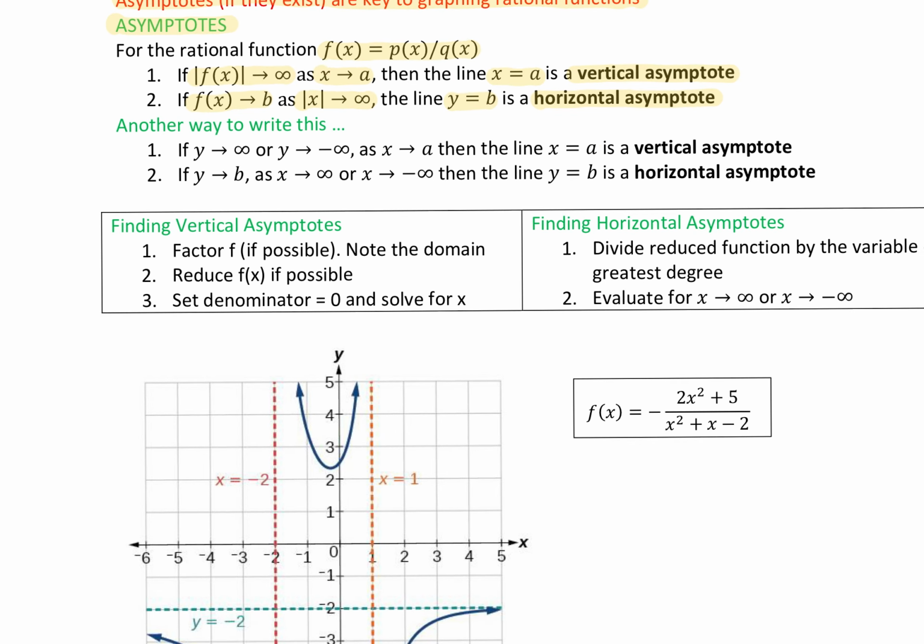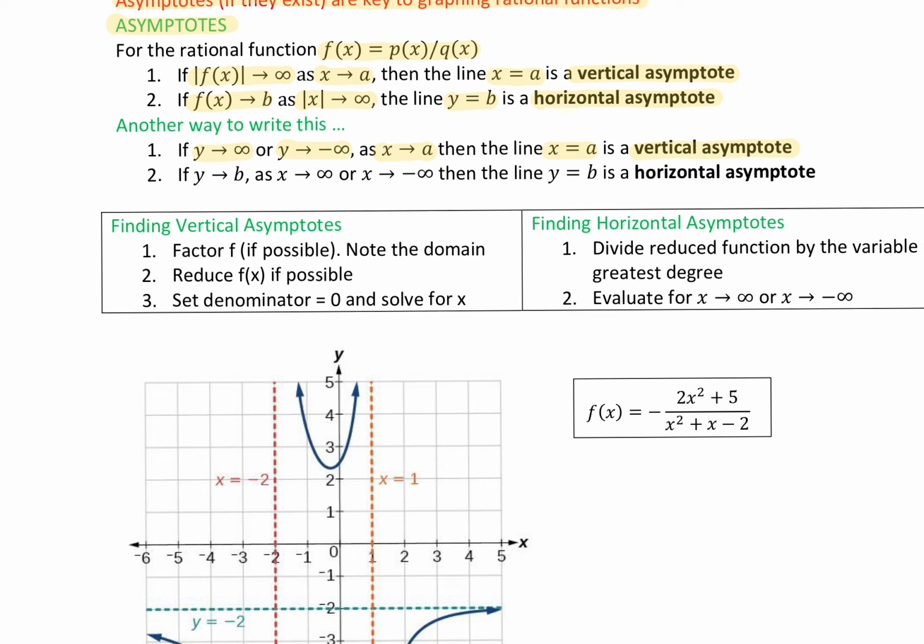Absolute value of f of x, that's just the absolute value of y. And if the absolute value of y is going towards infinity, we could also write that as y goes to infinity or y goes to negative infinity. Remember, absolute value, you've got the positive and the negative. As the x value approaches some number a, then x equals a is a vertical asymptote. Let's go down to this graph, and then I'll show you what I mean by all this notation.